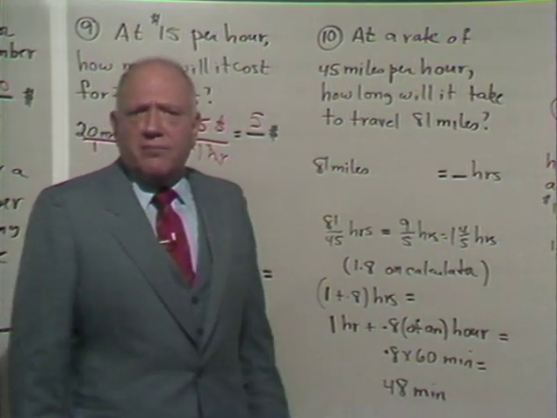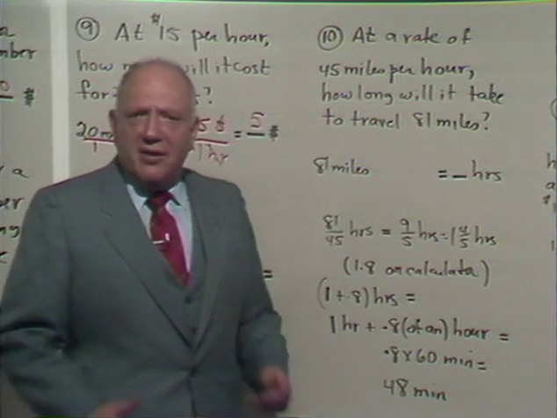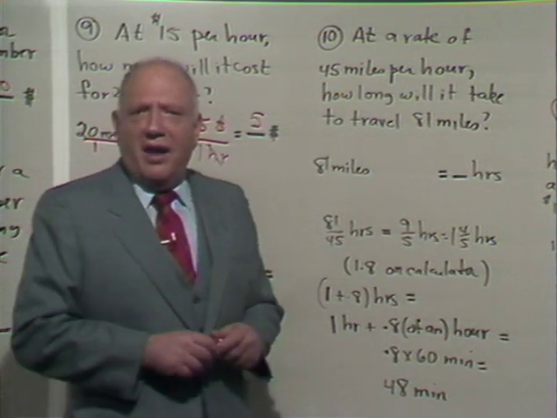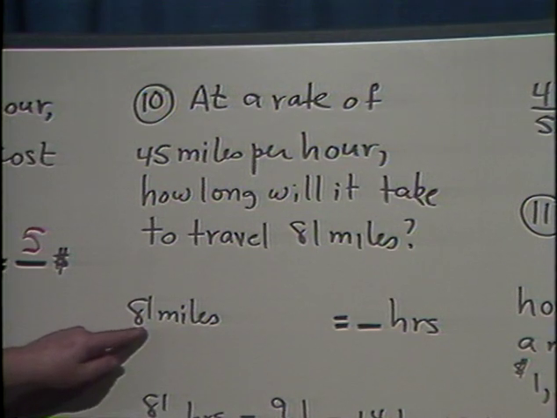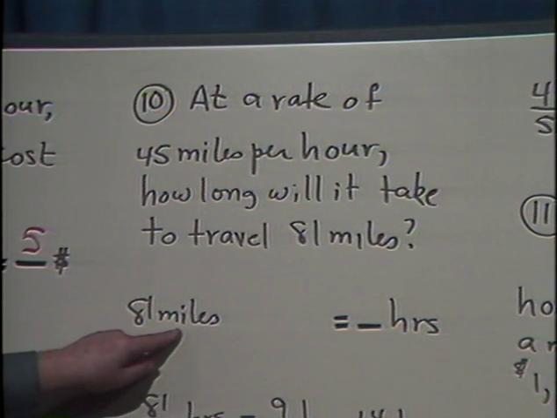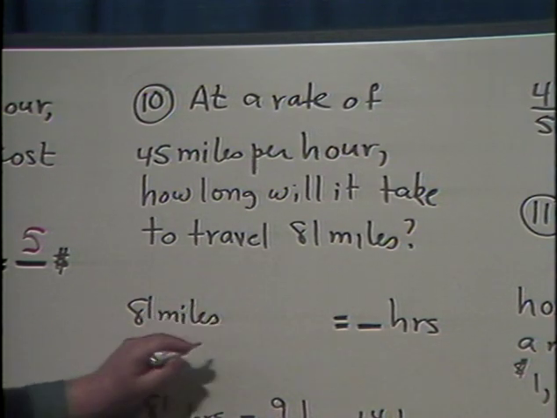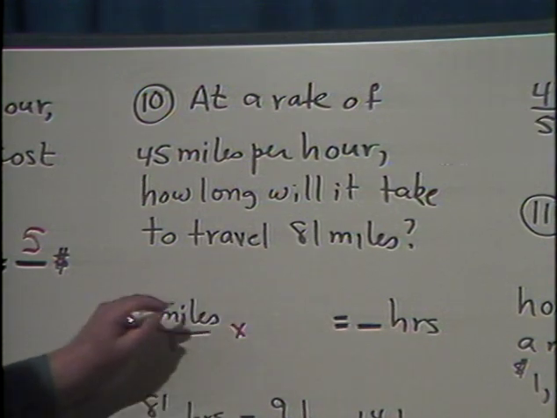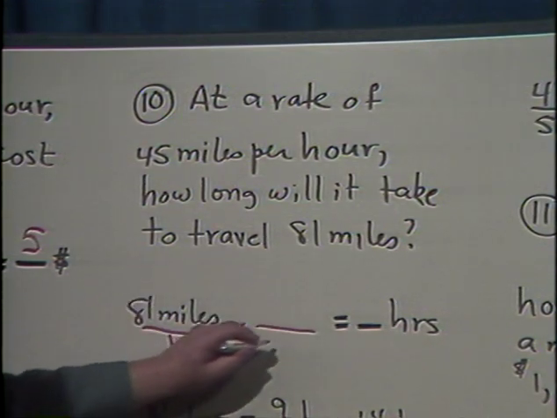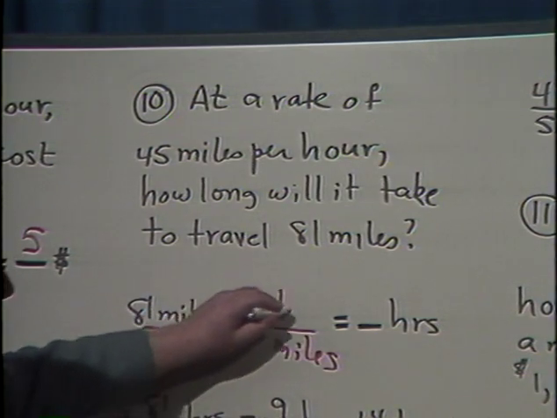But why settle for an approximation when you can get the exact answer? Especially on shuttle flights and stuff like this. I mean, to round off to the nearest light year doesn't really help people that much. What we say is what? We want to travel 81 miles, that's the given, but we don't know how long it's going to take. So we say what? 81 miles equals blank hours. Then what do we do? We want to get rid of miles, and since it's in the numerator, we put it into the denominator. We want to introduce hours.